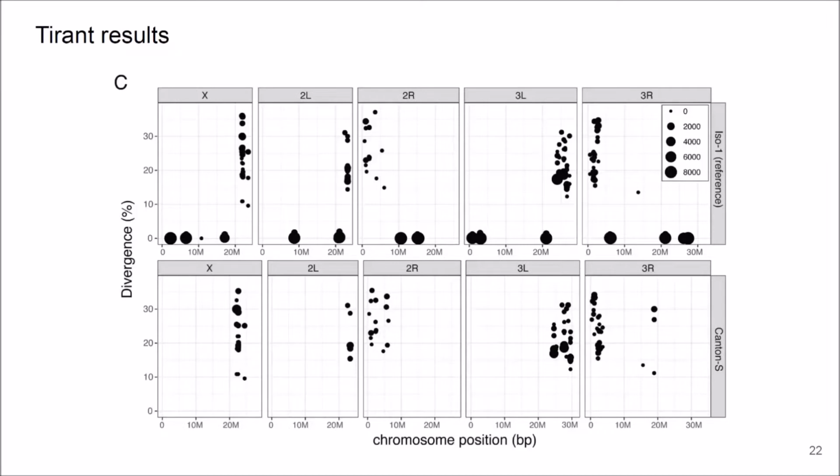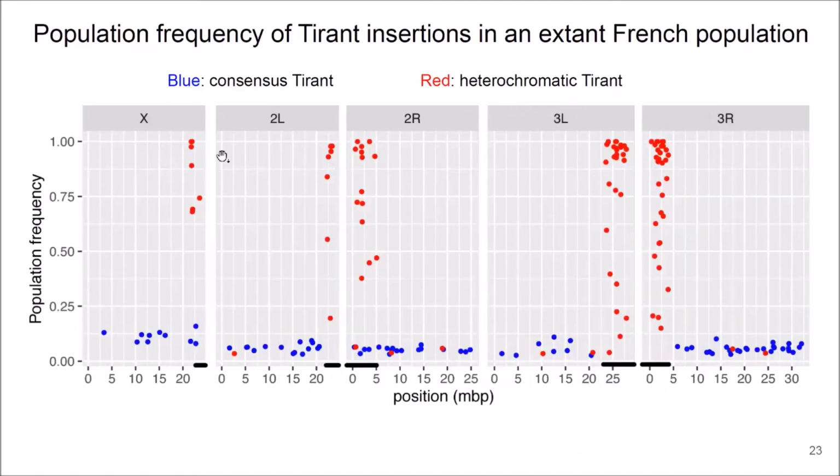So if there are no more questions, as I said, we assume that there are these two different types of elements, and as I said after the questions, the assumption is that the canonical elements, the ones with the low divergence, are much younger than the ones found in heterochromatin. To test this, we looked at population frequencies. This is a Pool-Seq sample of different individuals of one population, sampled from France rather recently.